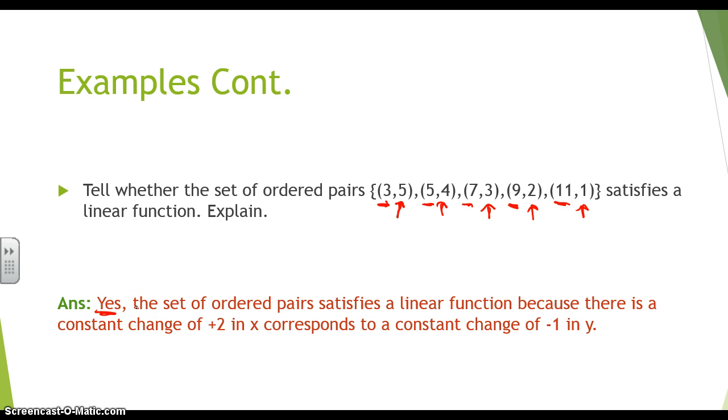So let's determine if this does satisfy a linear function, and actually the answer to this is yes. The set of ordered pairs satisfies a linear function because there is a constant change of adding 2 in the x, which corresponds to a constant change of minus 1 in the y. So notice the x's, we're adding 2, and the y's, you are subtracting 1. So since that is a constant pattern going on here, that means that this would form a linear function.